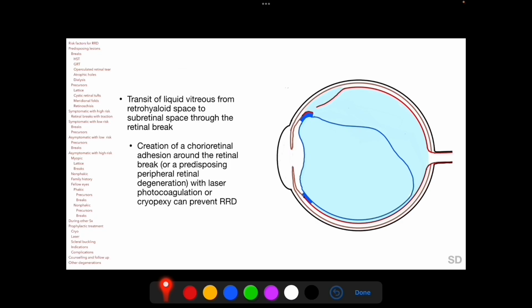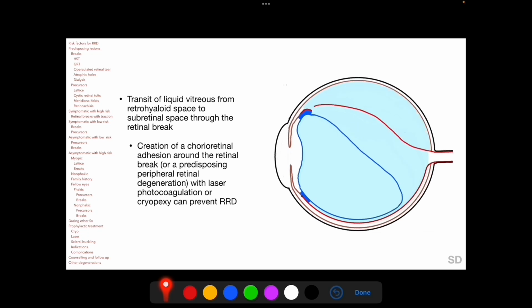Following the occurrence of the retinal break, liquefied vitreous in the retrohyaloid space passes through the retinal break into the subretinal space, which is a potential space between the neurosensory retina and the RPE and choroid, resulting in detachment of the neurosensory retina. The subretinal fluid can migrate more posteriorly in the subretinal space, thus resulting in extension of the retinal detachment, which can occur up to the margin of the optic disc.